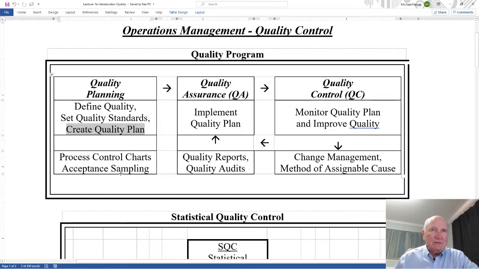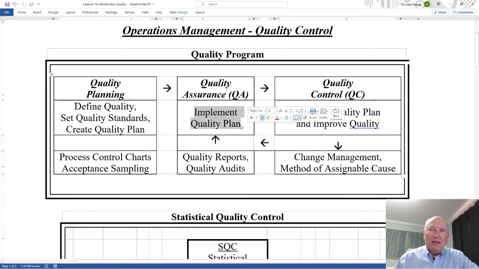Now in operations, the process control charts will be applied. You'll build the control charts, and you'll design what you're measuring, how you're measuring it, or acceptance sampling. Now in this course we will not be doing acceptance sampling, but I will be introducing and discussing process control charts very briefly. But then quality assurance is implementing the quality plan.